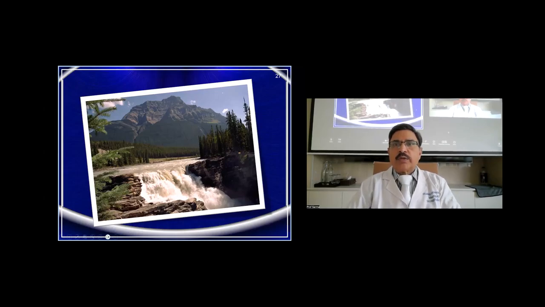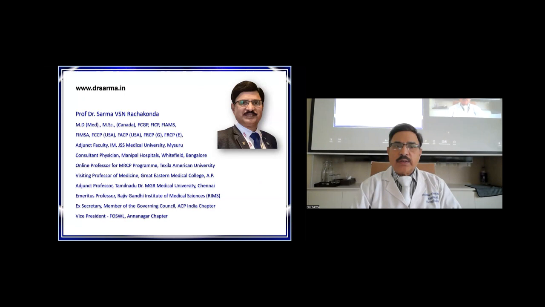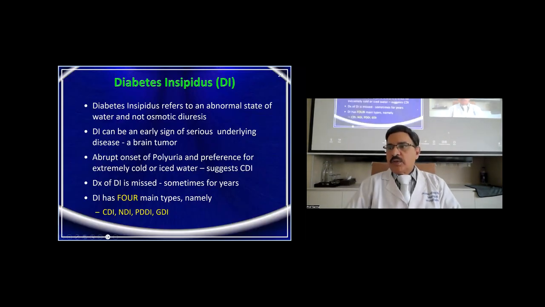We were looking at diabetes insipidus. Today we are going to the algorithm approach. So diabetes insipidus basically has got 4 types, as we know: CDI, PDDI, and gestogenic diabetes. Today our idea is to separate them in a very specific algorithmic manner.